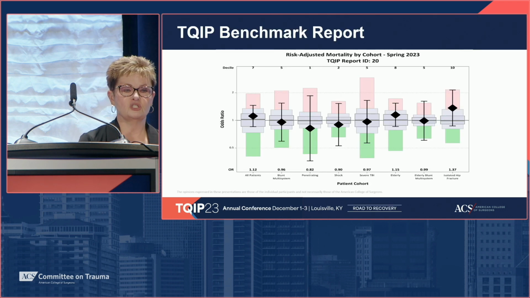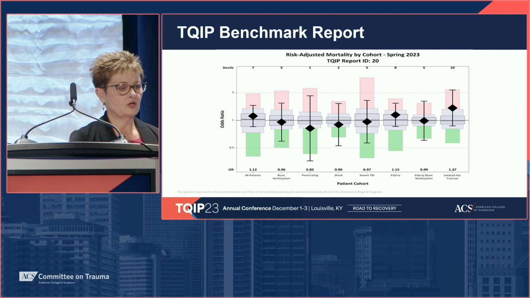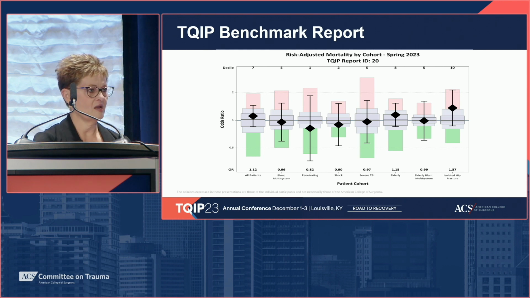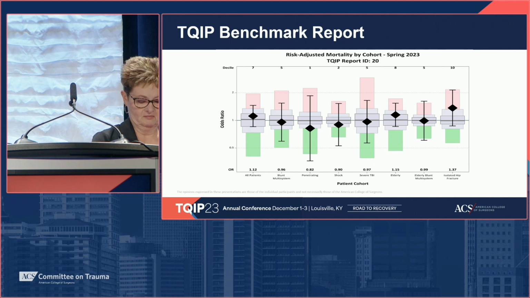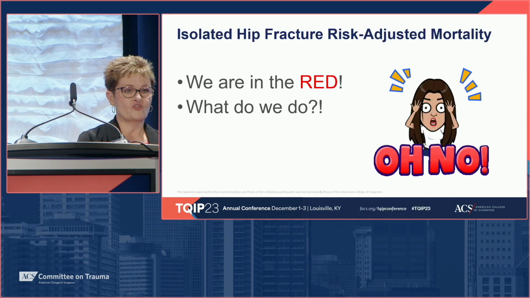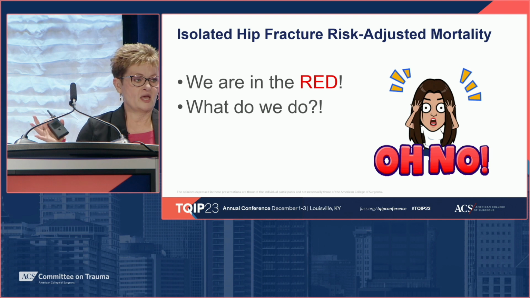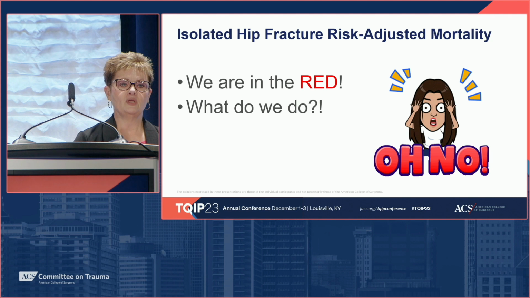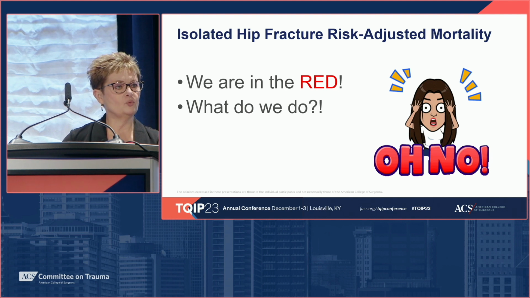So this brings me to the spring 2023 benchmark report. I was looking through my report and the risk-adjusted mortality by cohort, and not too bad, looking along until I get to that last diamond right there. That diamond is not looking in a great place for me. So the first thing I was thinking was, oh my gosh, we're in the red, what do we do? As a trauma program manager, I knew that we had to look at things in two different ways. We have to look at the clinical side: how are we taking care of that patient, what are we doing, what can we improve on?